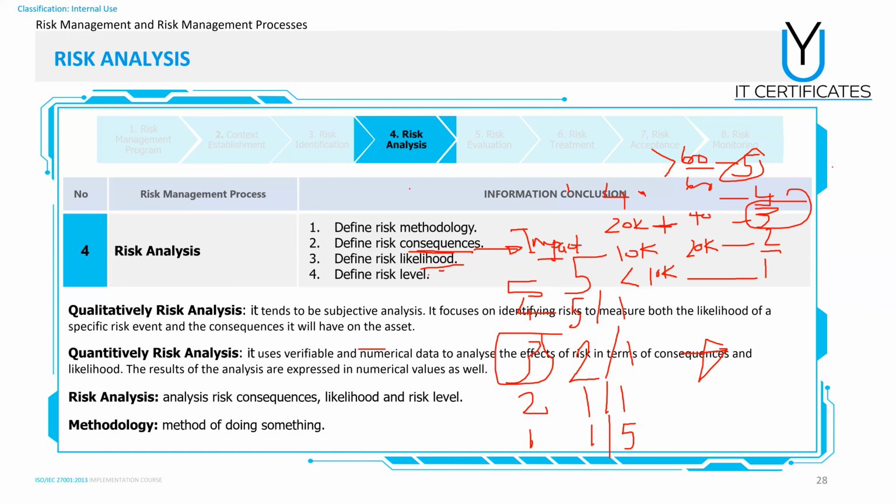I will lose 30K. When it is 30K, it will be in this range. The impact will be 3. How many times will it happen? The likelihood is twice per year, so the likelihood is 3 again.